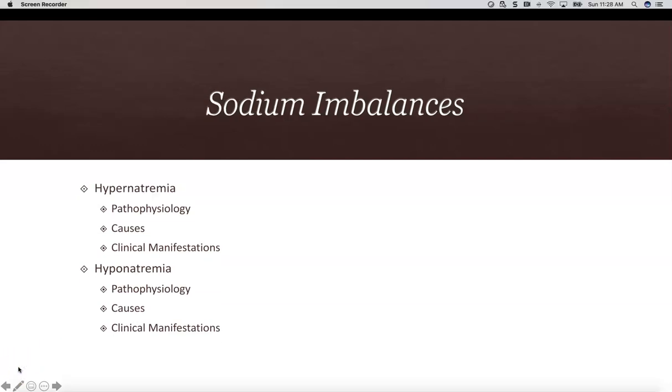So with hypernatremia, you're going to have an increase in your serum sodium level. This increased level is going to lead to a hypertonic type situation in the body. So again, the different types of hypernatremia are isovolemic, hypovolemic, or hypervolemic. And basically looking at those, you'll understand what's causing that particular type of hypernatremia.